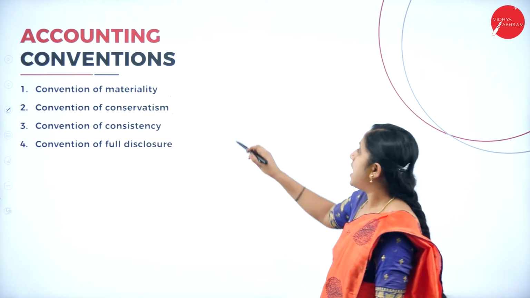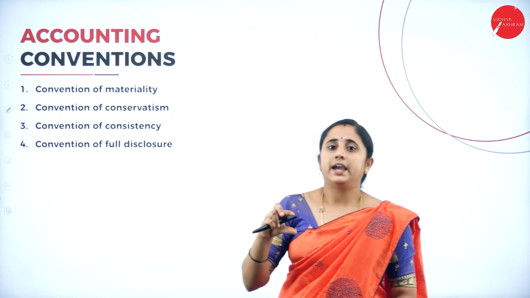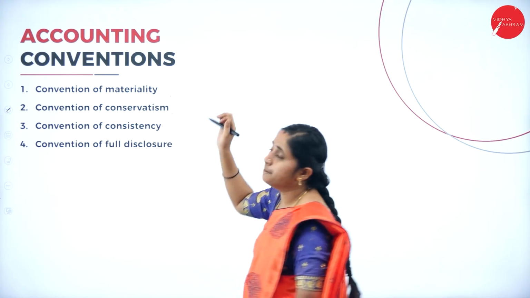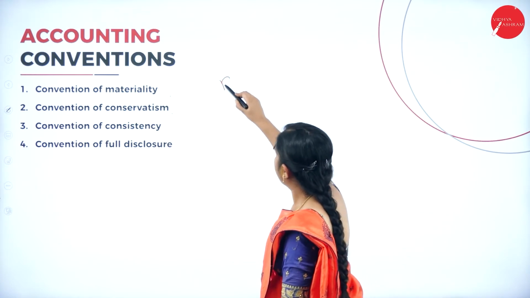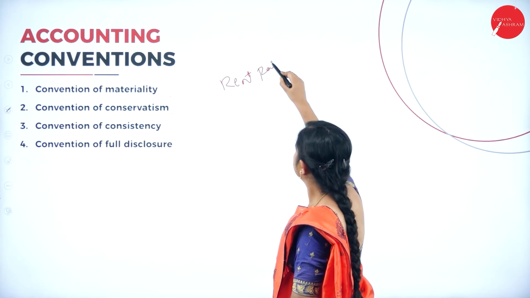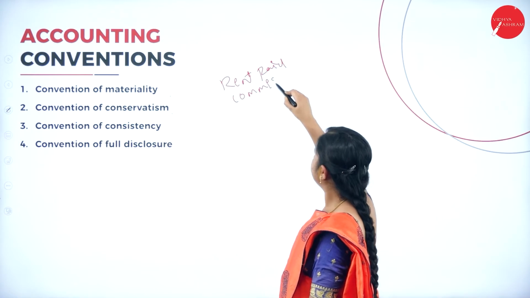entries. For the other remaining entries, it can be an aerial view, or you can just mention the account name, like rent paid, commission.